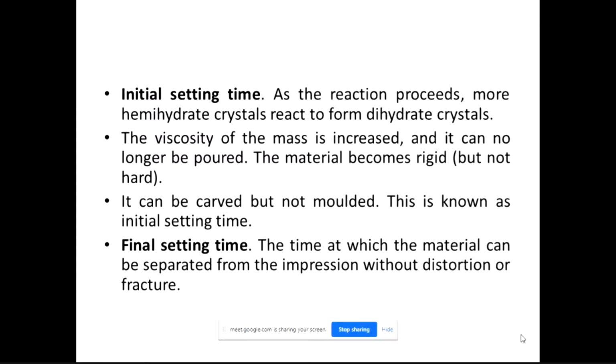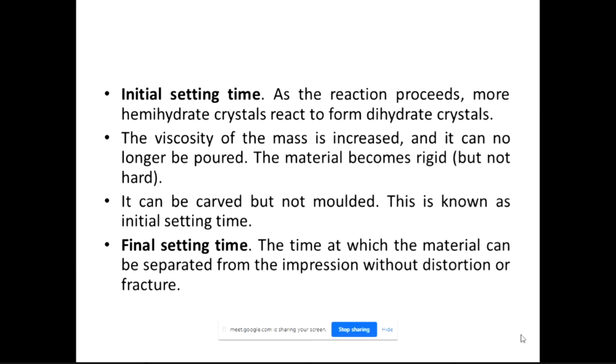We have initial setting time and the final setting time. In the initial setting time, as the reaction proceeds, more hemihydrate crystals react to form a new crystal, which is called dihydrate crystal. It's more complex than hemihydrate. The viscosity of the mass is increased and can no longer be poured. The material will become rigid, but not hard. That means it is the initial setting time. The material can be carved by the carver, but not molded.